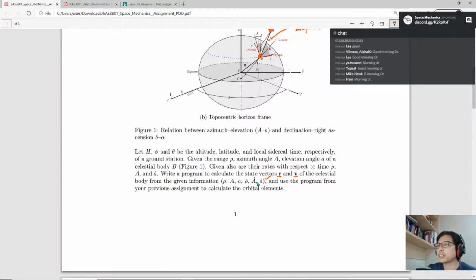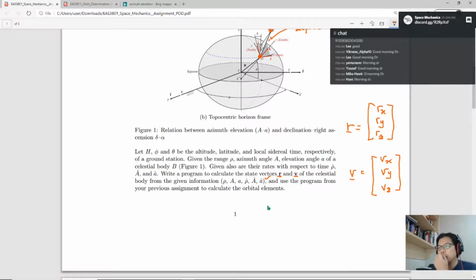So you get 6 pieces of information, you can get another 6. Why do I say 6? Because you remember R is a vector, Rx, Ry, Rz, and V is also. Oh my god, my handwriting on this one is so terrible. Anyway, 6 elements from 6 numbers. And use the program from your previous assignment to calculate the orbital elements. So basically your job is to do this.